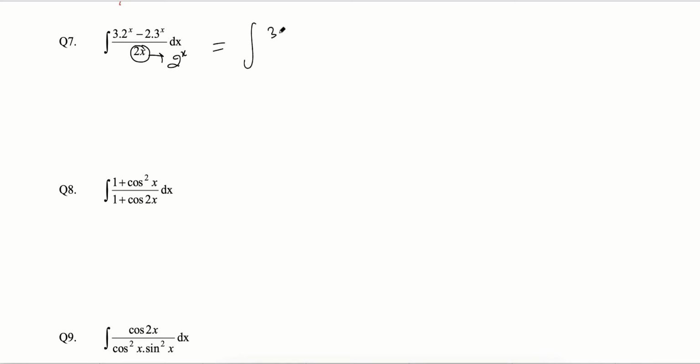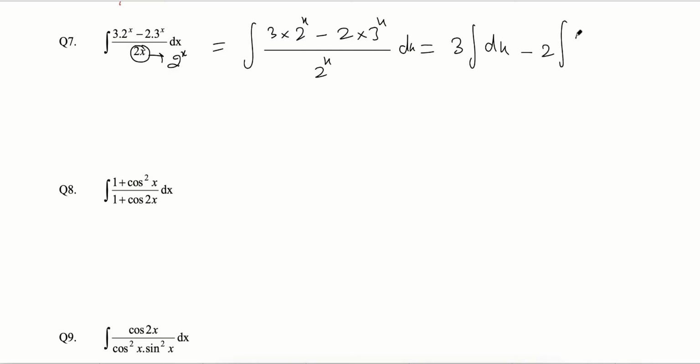So this will become 3 into 2 power x minus 2 into 3 power x divided by 2 power x dx. So which will become 3 dx, sorry, dx is here, I was looking here and there. Okay, so 2 power x will get cancelled, 3 dx will be there, minus 2 will be out, and 3 by 2 power x. Correct? Because a power x by b power x we can write as a by b power x. Am I right?